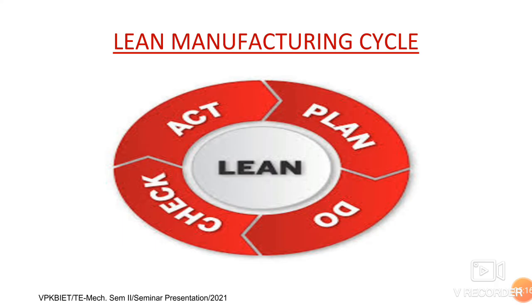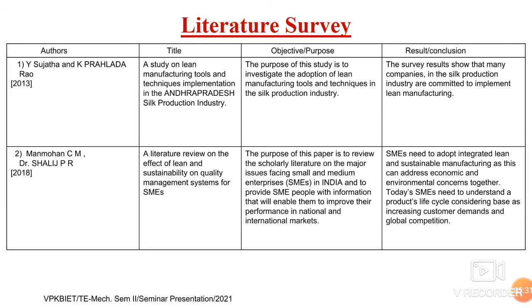Then, next is the lean manufacturing cycle, that is the PDCA cycle: plan, do, check, act. First of all, make a plan, then do it, then check it, and then act accordingly. So here is the literature survey of five research papers.